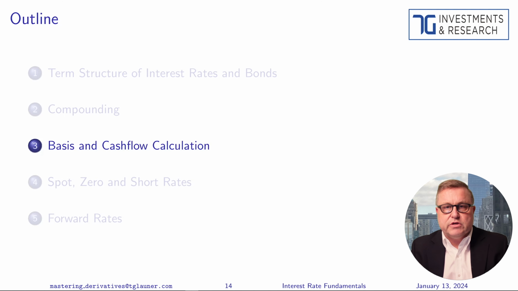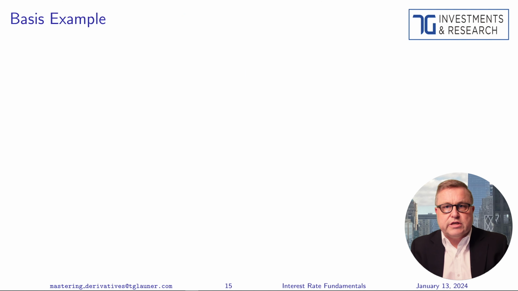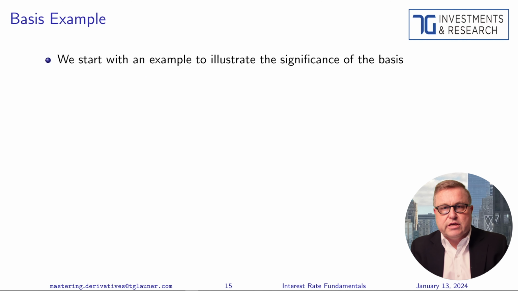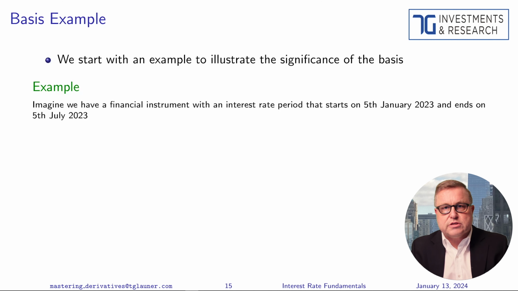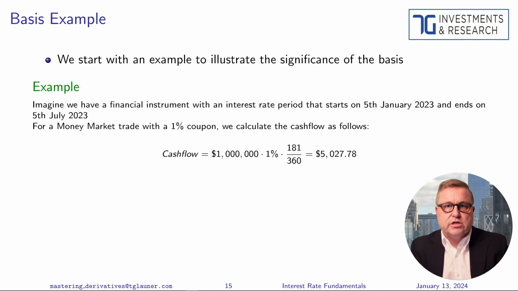Now let us delve into basis. To illustrate how basis can impact calculations, consider an example involving accrued interest with differing outcomes between a money market deal and a treasury bond. Imagine a financial instrument commencing on January 5th and maturing on July 5th, a 6-month period spanning January through July.